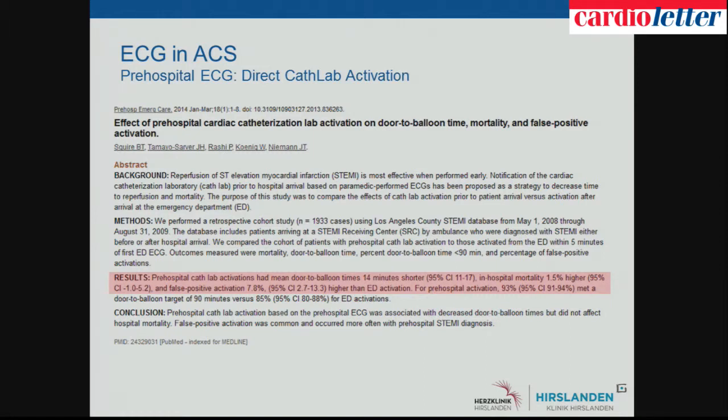And what I think is especially interesting is false positive activation, almost 8% more than with an activation via an emergency department. This brings you to the fact that probably you will get a 10% false positive activation of the cath lab in a system like this. Think about it.